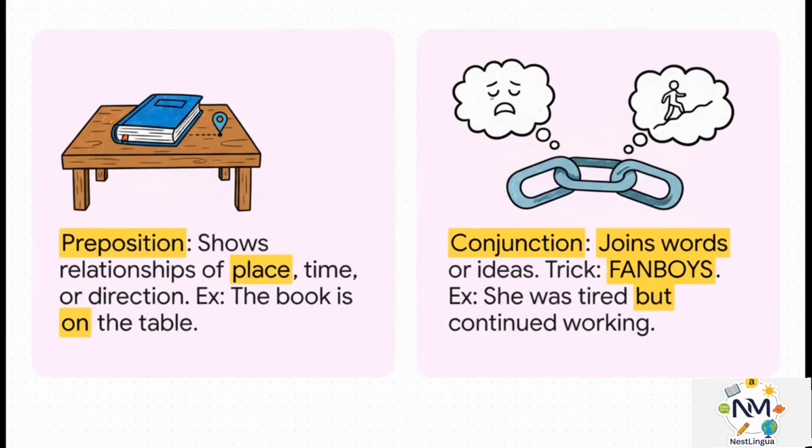Prepositions show relationships, like where the book is. It's on the table. Conjunctions, on the other hand, are the joiners. They're the glue that holds ideas together. And a super easy way to remember the most common ones is the acronym FANBOYS. For, and, nor, but, or, yet, and so.